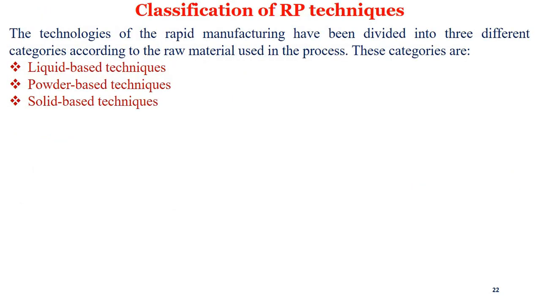Classification of RP techniques. RP techniques can be classified based on the raw material. If the raw material is liquid, then it is known as a liquid based technique. In the case of powder based techniques, the raw material is powder. In the case of solid based techniques, the raw material is solid wire or thin sheets.